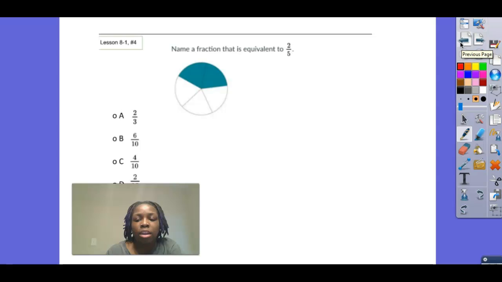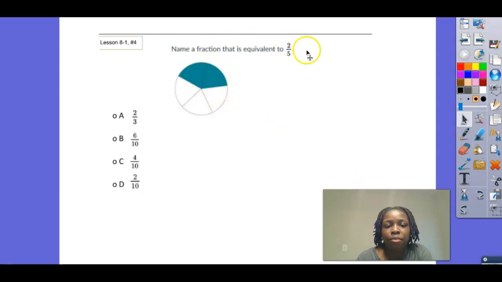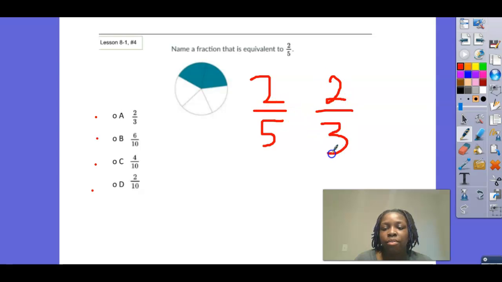So we're going to look at a problem that mainly you'll see on a test. It says, name the fraction that's equal to 2/5, right? So we're trying to figure out which of these fractions are equal to 2/5, A, B, C, or D. In order to figure this out, what you can do is set each answer choice against 2/5. So I'm going to start with 2/3, right? So I'm going to say, all right, 2/5 and 2/3. And I'm going to use the butterfly method to see if they are equivalent.